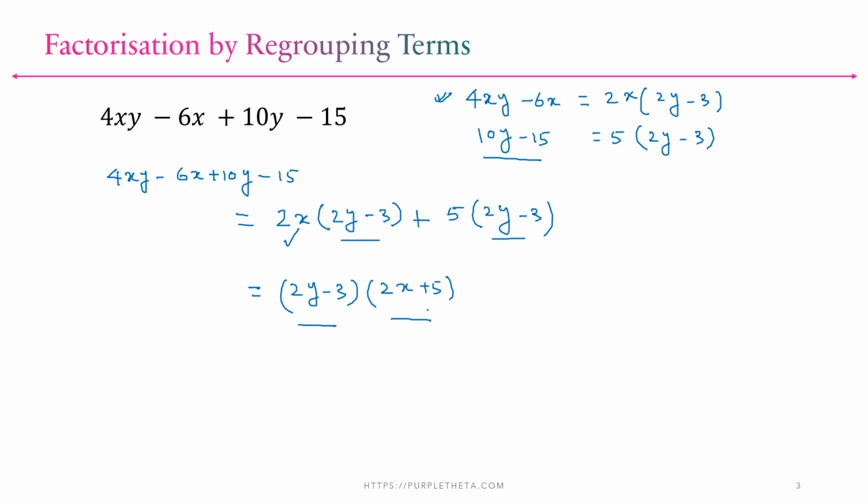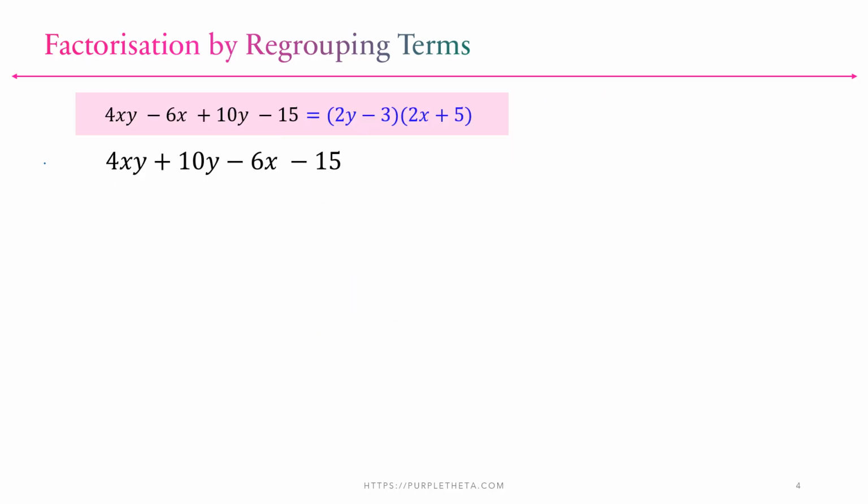Right? These are the two factors, and both of these are irreducible factors. That means these cannot be reduced further, right? You might think, what will happen if we group them in a different way? What if I take 4xy plus 10y in the first group and minus 6x minus 15 in the second group? So what will happen then? Let us see.